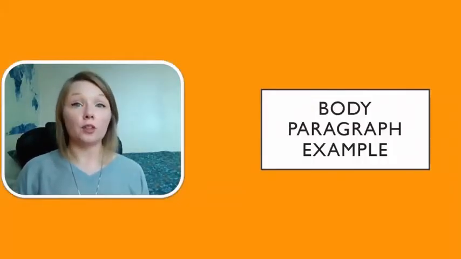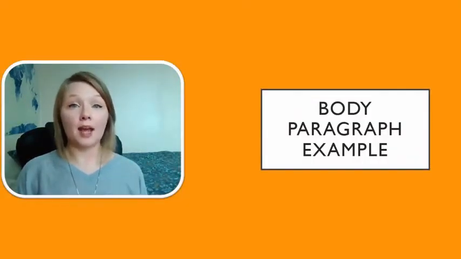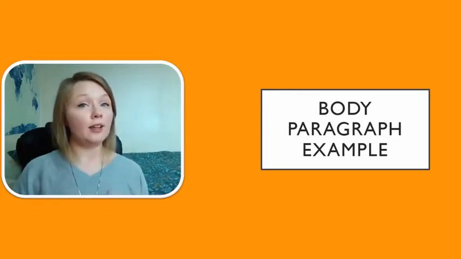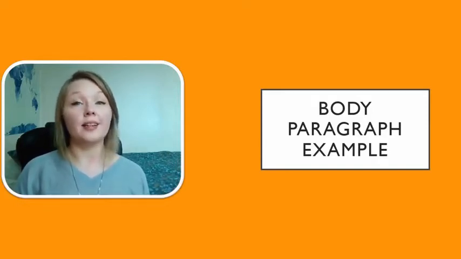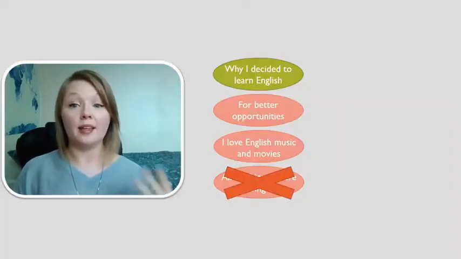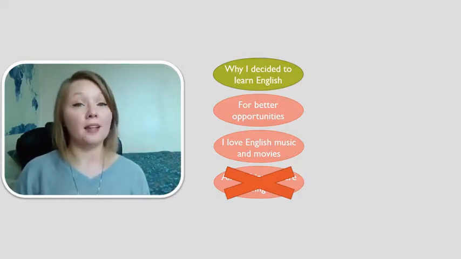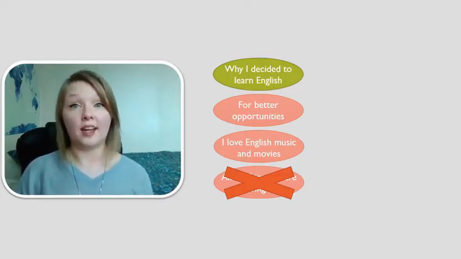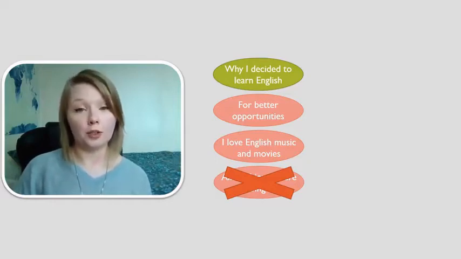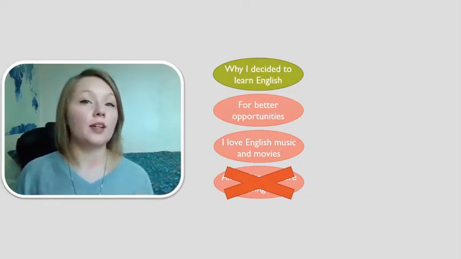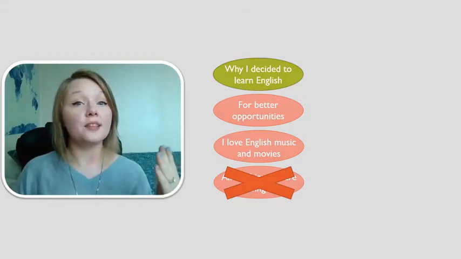Okay, now that we've learned how to brainstorm, make a mind map, determine important information, and have also learned some helpful tips for writing the body, let's go ahead and look at an example body paragraph together. Okay. We are going to make an example body paragraph using the first subtopic in our mind map that we came up with. Why I decided to learn English. And here we have the details we came up with. For better opportunities, and I love English music and movies. Let's go ahead and look at an example paragraph for this subtopic.